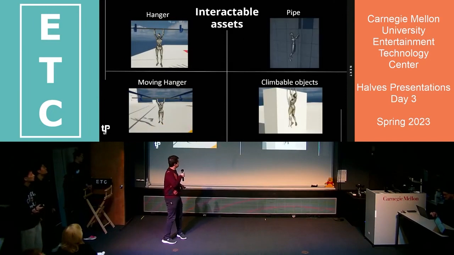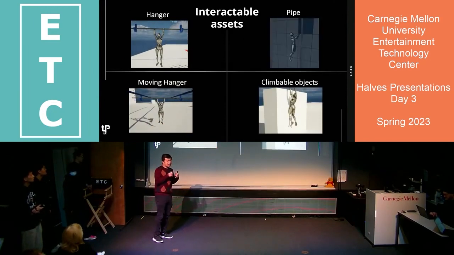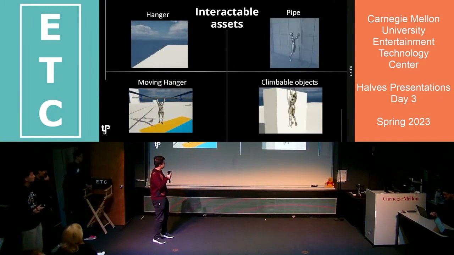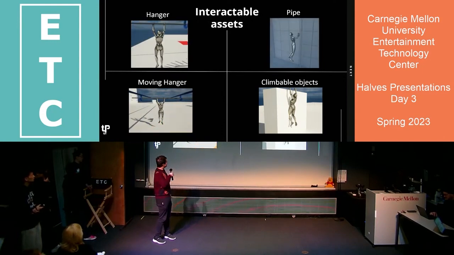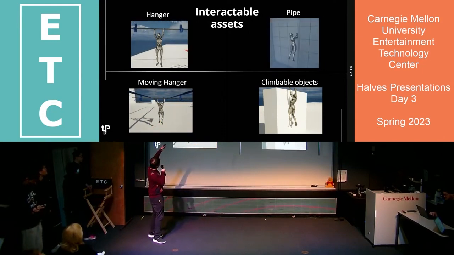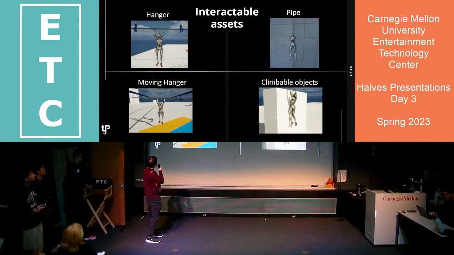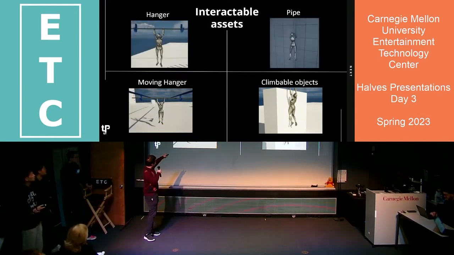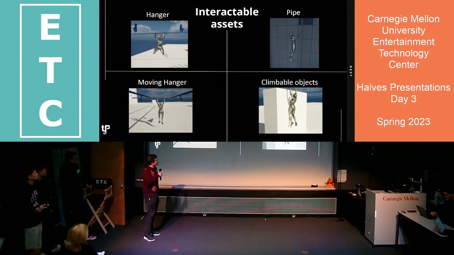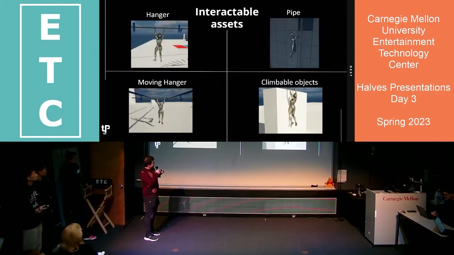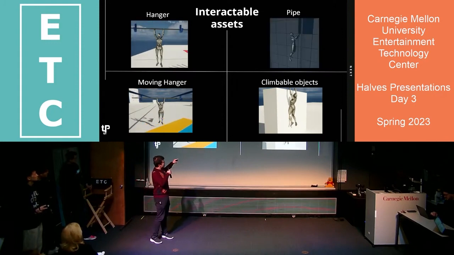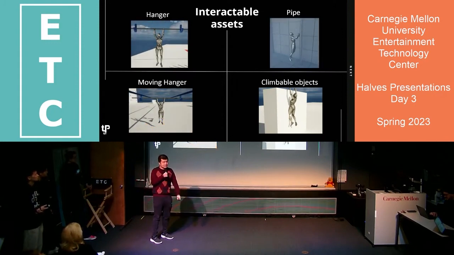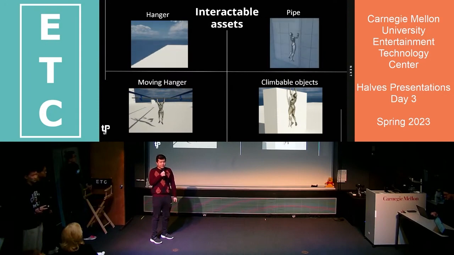Interactable assets. To let the character fit with the level and let it use the pole, we have created some interactable assets. For example, the hanger will help the character jump over, for example, a hole on the ground, and this moving hanger will bring the character from point A to point B. And the level designer can also combine those assets to create unique gameplay features they want.